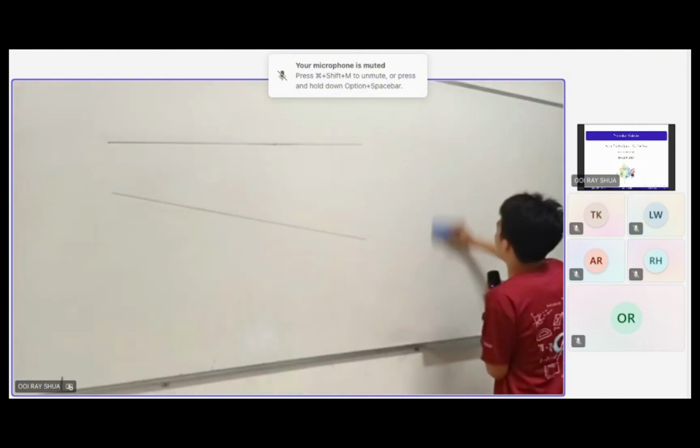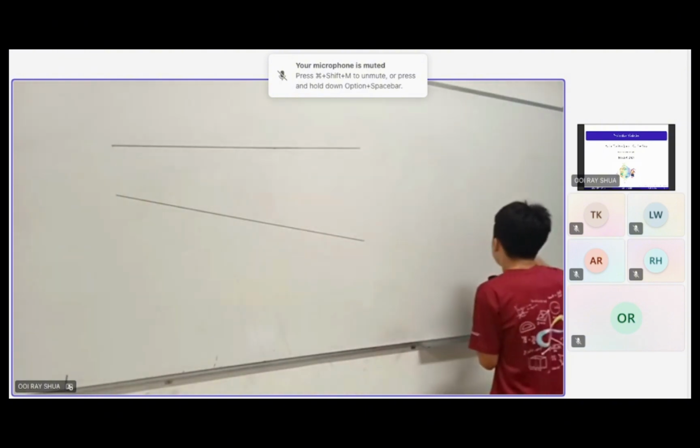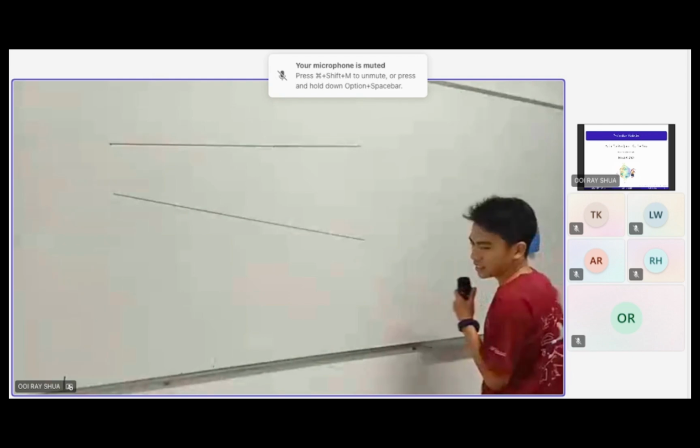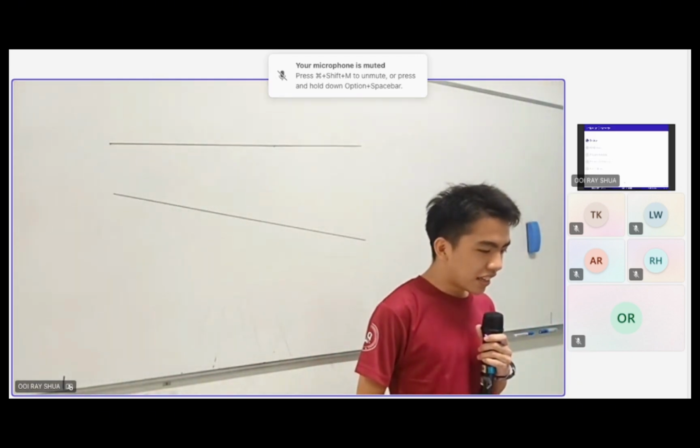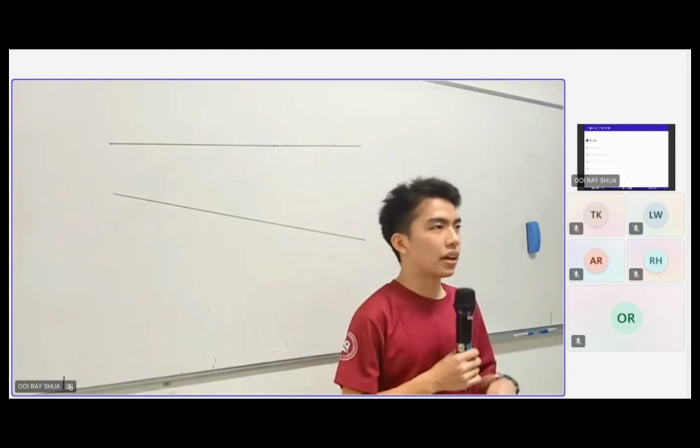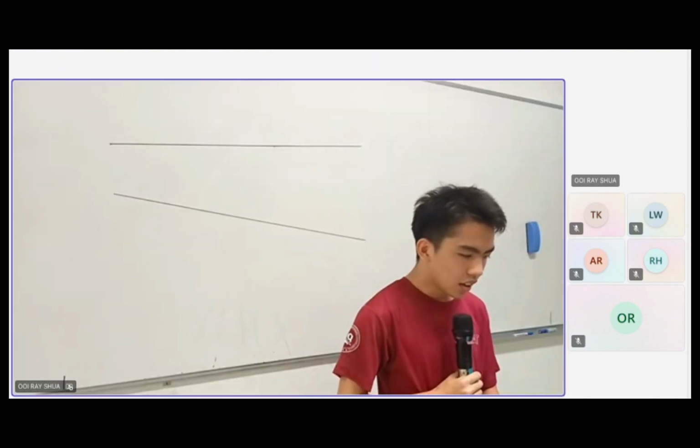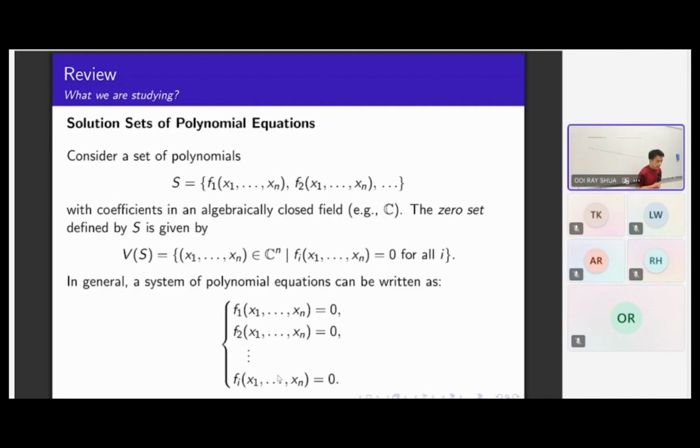So today we are going to talk about projective varieties. It sounds kind of cool, projective. But before that, let's first do a review of what happened before. In essence, what are we doing in algebraic geometry? We are just looking at the solution set of a set of polynomials.